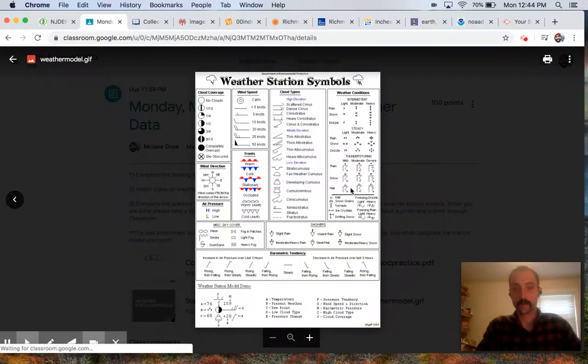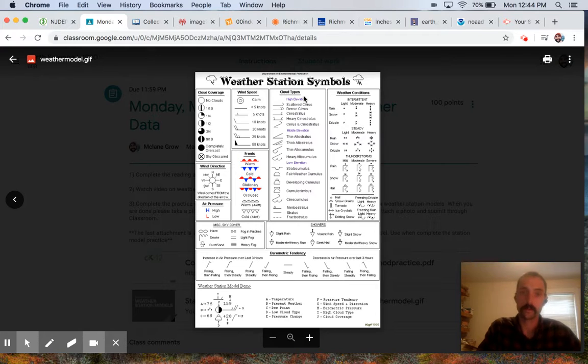All right, back to our third video. So where we left off was the weather station key. On the screen right now, we have our weather station symbol key. I do not expect you guys to remember all these symbols, as you will have this at your side while you are either interpreting weather station models or drawing your own weather station models.